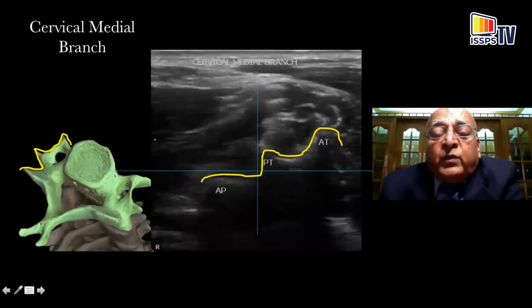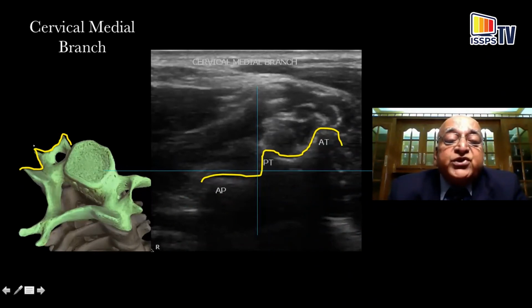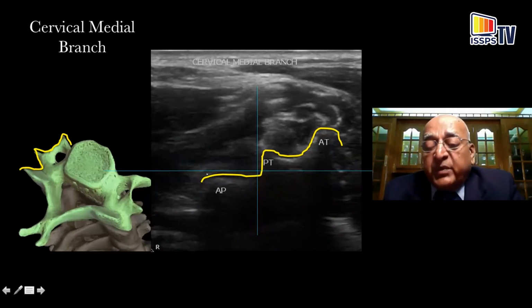Another way, which is popularized from Canada, is to locate the articular pillars. As you can see, the articular pillars are here, and this is your anterior tubercle and posterior tubercle. So if you were to locate your needle right here at the anterior articular pillars, you will also have spread over to the medial branches.